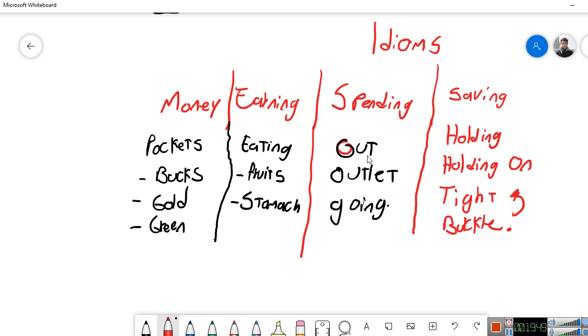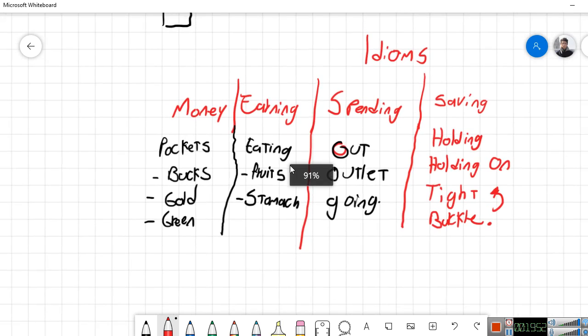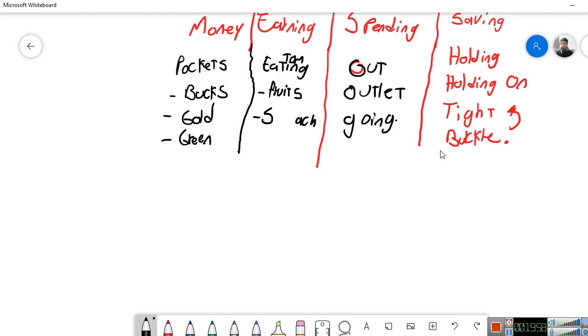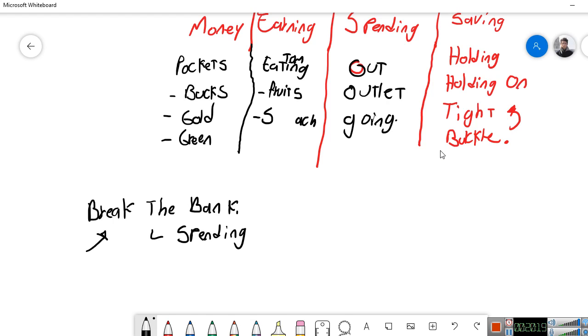So let me give you a couple of examples of these idioms. Let me scroll down. Okay, so we have break the bank. This is a very popular idiom, and it's talking about spending. But we have here the word break. So we're spending a lot of money and we broke the bank. That's what it means. We also can say maybe bring home the bacon.